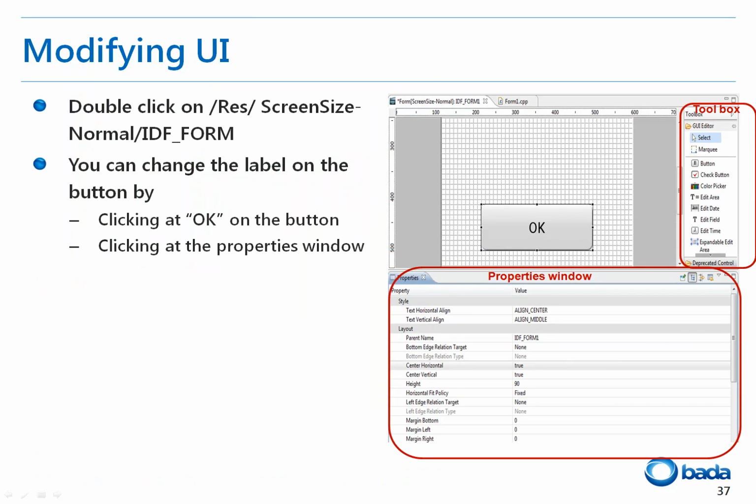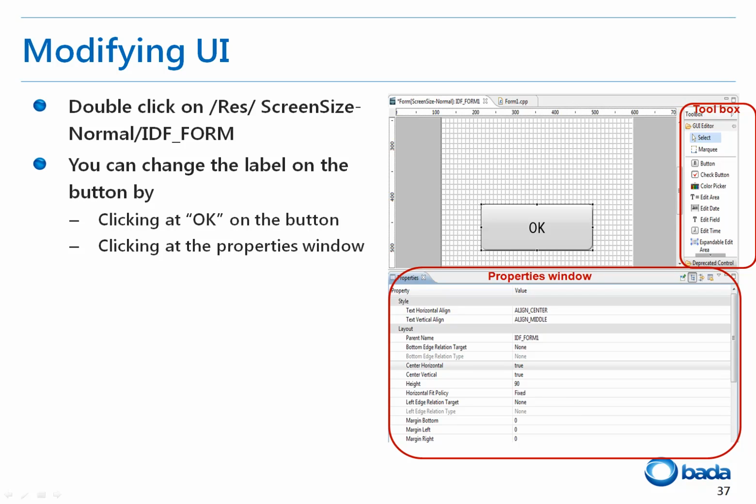If you want to modify the UI, double-click on the IDF_FORM, which is normally available in /res/screen-size-normal/IDF_FORM in the Project Explorer, and check the properties. Here, we can change the label on the button by clicking the OK button and double-clicking in the Properties window.